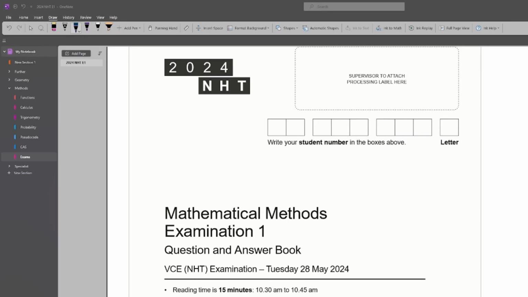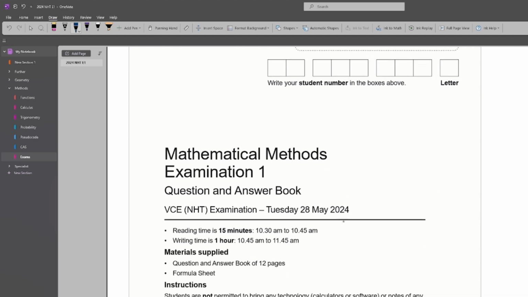Alright, hi guys. I've got the Maths Methods Exam 1 2024 Northern Hemisphere here. I've taken a look through it, but I haven't actually had a go at it yet. It doesn't look too bad, so we're going to give it a crack and see how we go.